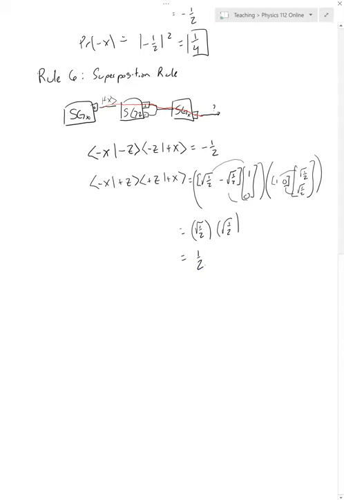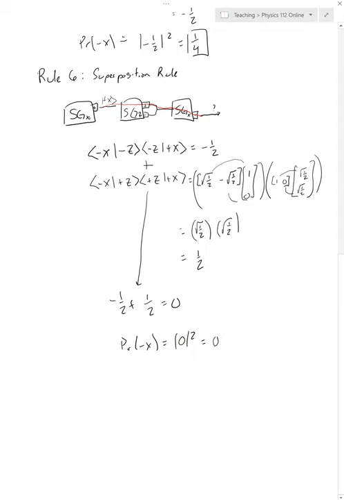Now, here's the thing. These are the two quantum amplitudes. If we add those two quantum amplitudes together, that will tell us the quantum amplitude of coming out of minus x. If you take minus 1/2 and add 1/2, you just get 0. And then the probability of coming out of the minus x is just that quantum amplitude squared. Well, obviously, 0 squared is just 0.